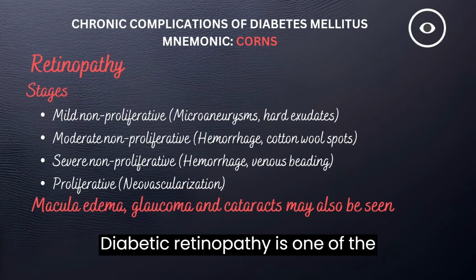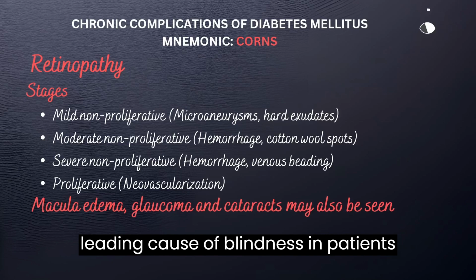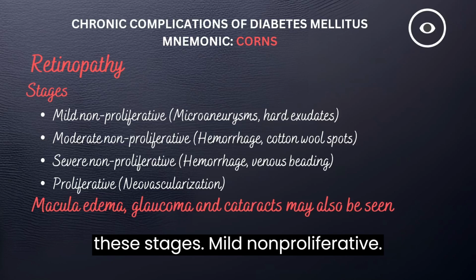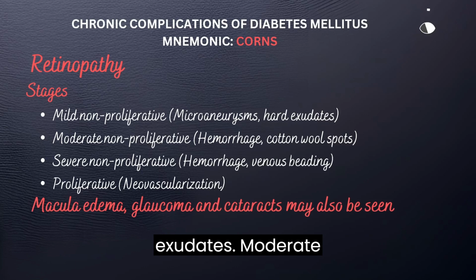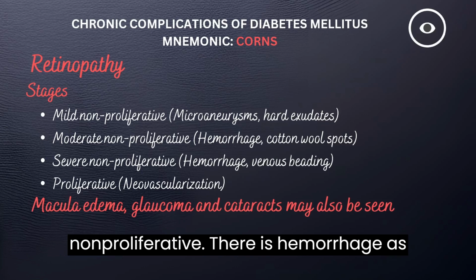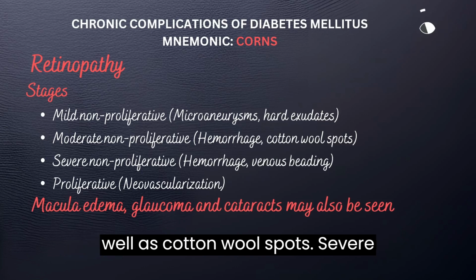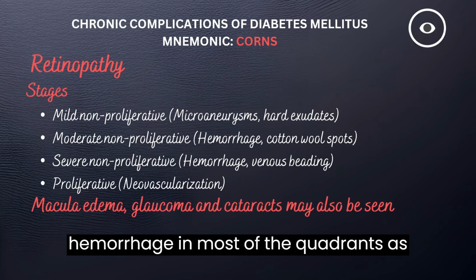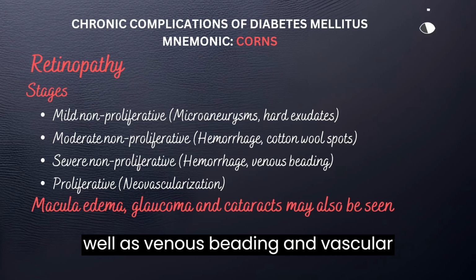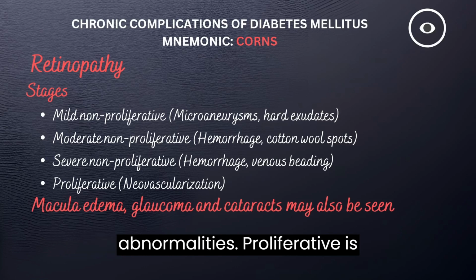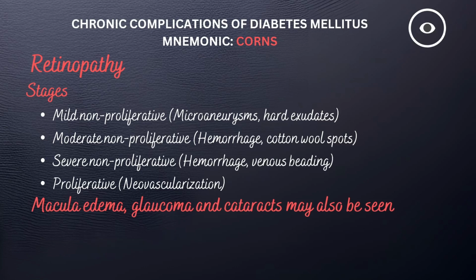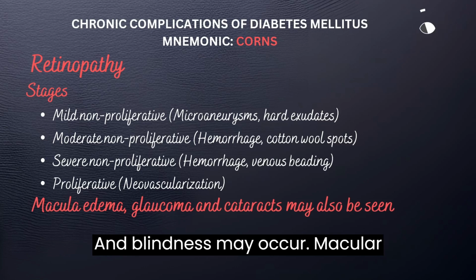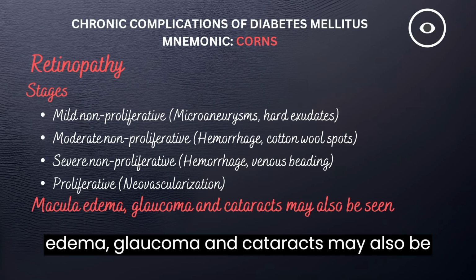Diabetic retinopathy is one of the leading causes of blindness in patients with diabetes. Let us take a look at the stages. Mild non-proliferative, we see microaneurysms and hard exudates. Moderate non-proliferative, there is hemorrhage as well as cotton wool spots. Severe non-proliferative occurs with prominent hemorrhage in most of the quadrants, as well as venous bleeding and vascular abnormalities. Proliferative is synonymous with neovascularization, and blindness may occur. Macular edema, glaucoma, and cataracts may also be seen.